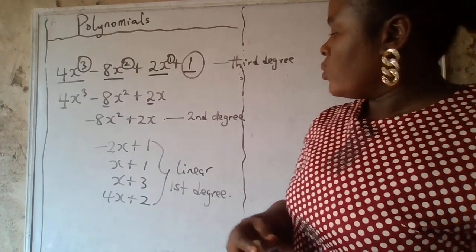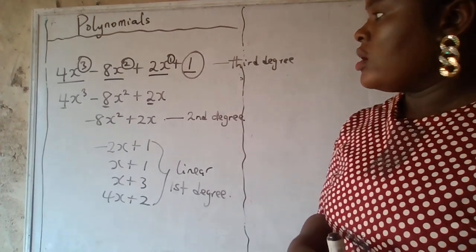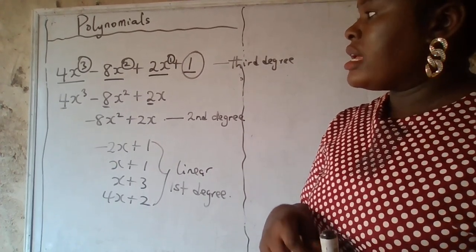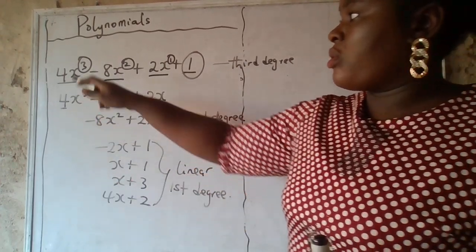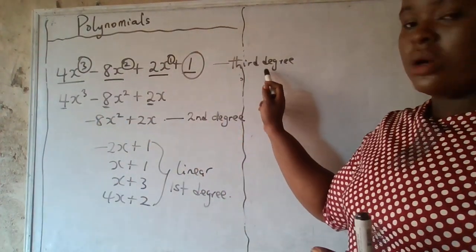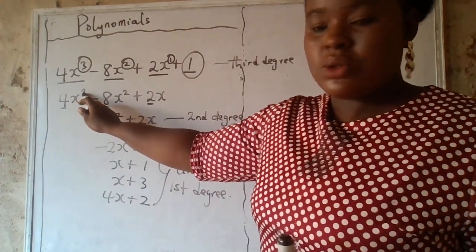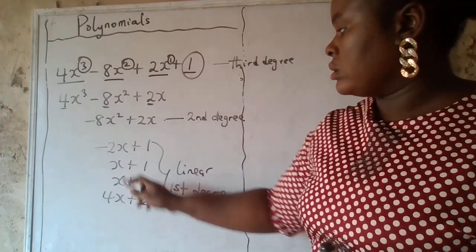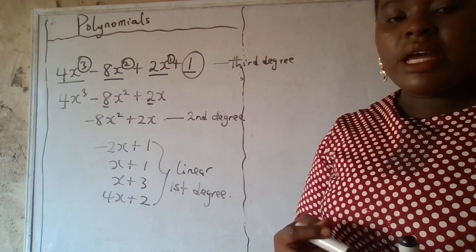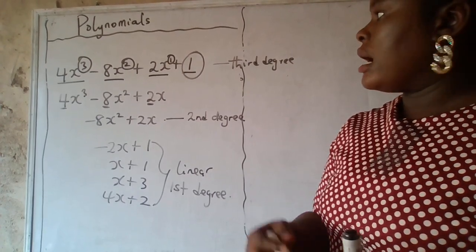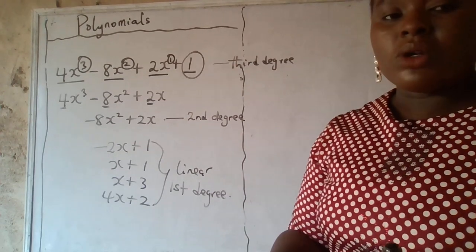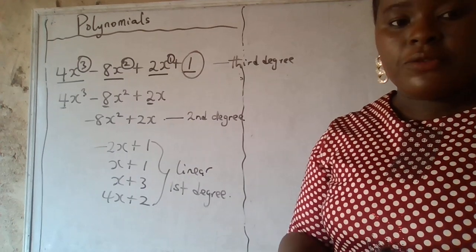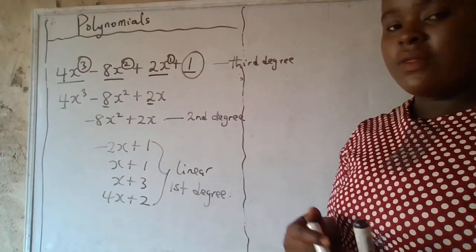Then we now discuss the degree of the polynomial. We say that the degree refers to the highest power of that polynomial. For example, if the highest power is 3, as in the first case, we say it is of the third degree. If the highest power is 2, we say it is of the second degree. And if the highest power is 1, it is of the first degree. And we ended up saying that all cubic functions are polynomials of the third degree, all quadratic functions are polynomials of the second degree, and all linear functions are polynomials of the first degree.